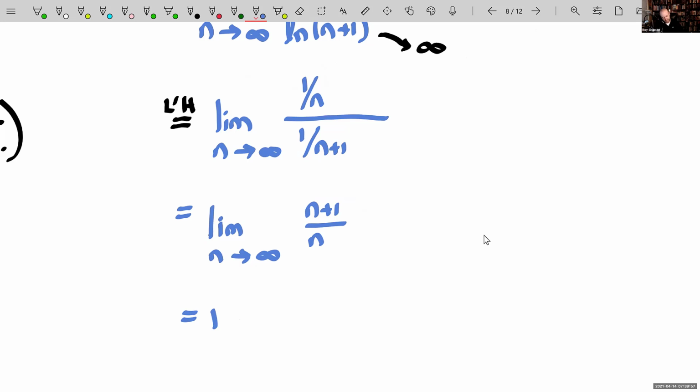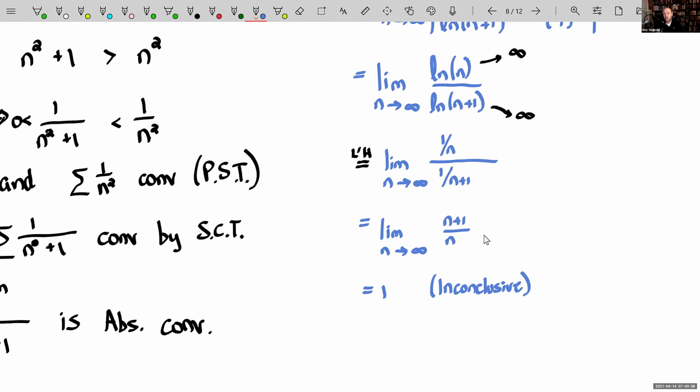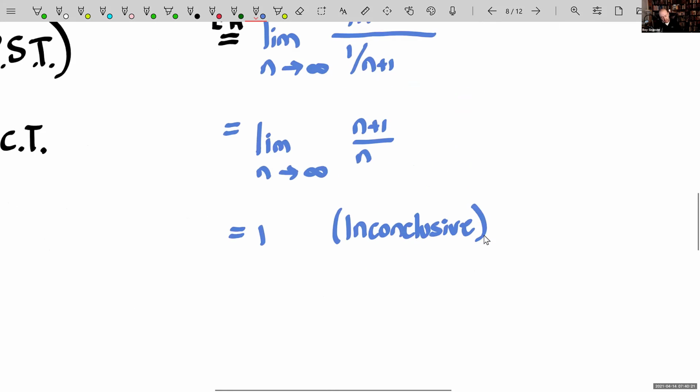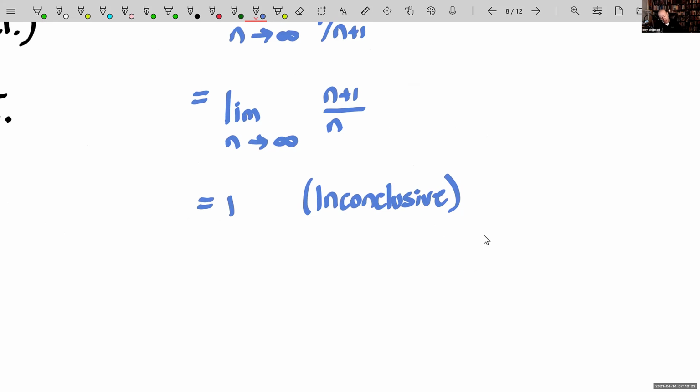There you go. I just can't remember if I had a test that arrived at the inconclusive result, so I wanted to showcase that in an extra example here. So the ratio test, when you get that limit to be 1, ends up being inconclusive, and you have to try something else.